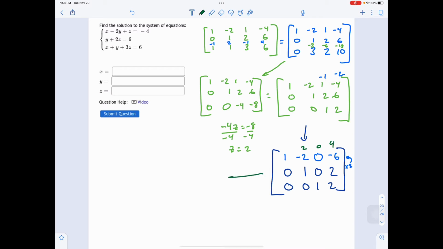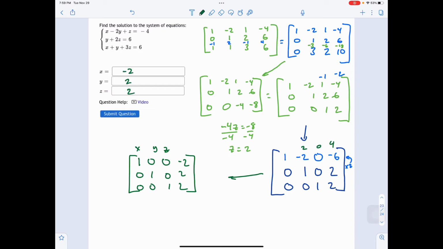Let's write our final matrix. It'll be 1, 2 and -2 is 0, 0 and 0 is 0, and -2, followed by the next row, which is already done, 1, 0, 0, 2, and 0, 0, 1, 2. Okay. So this was our x, y, and z. So x is going to be -2, y is going to be 2, and z is going to be 2.